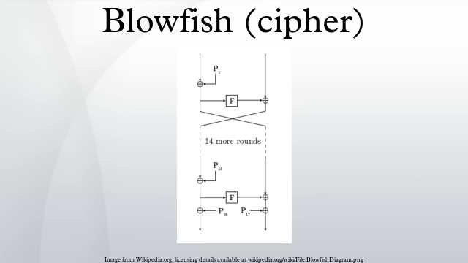The diagram to the upper right shows Blowfish's F function. The function splits the 32-bit input into four 8-bit quarters, and uses the quarters as input to the S-boxes. The outputs are added modulo 2^32 and XORed to produce the final 32-bit output.